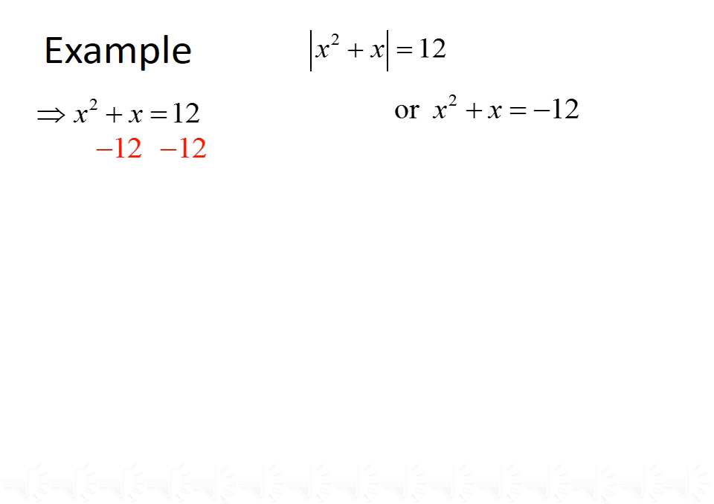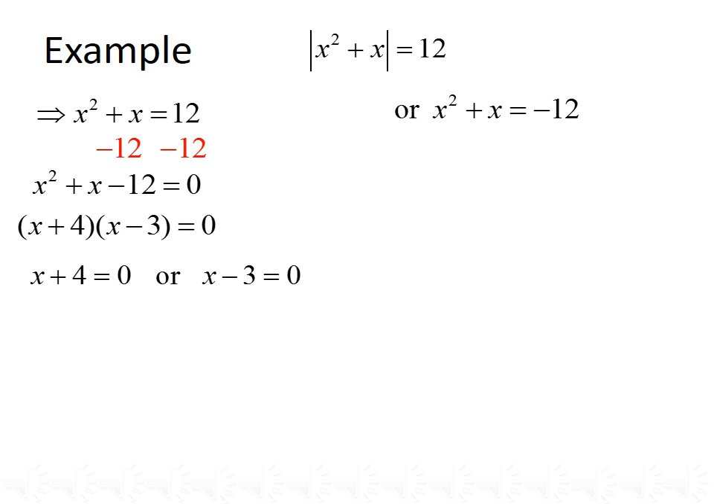Since we have a squared term, we know that this is a quadratic equation, and the method to solve quadratics is to get everything on the same side of the equation to put it in standard form. So we'll subtract 12 from both sides of the equation, which gives us x squared plus x minus 12 equals 0. Now we can solve this equation by factoring, so if we factor it out, we'll get x plus 4 times x minus 3 equals 0. Using the zero product property, that means x plus 4 equals 0 or x minus 3 equals 0. So if we solve both of these, we'll get x equals negative 4 or x equals 3.